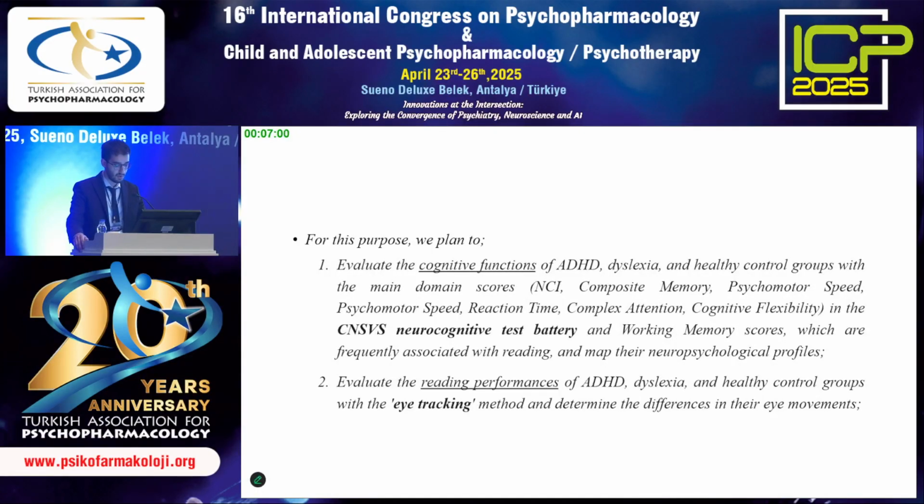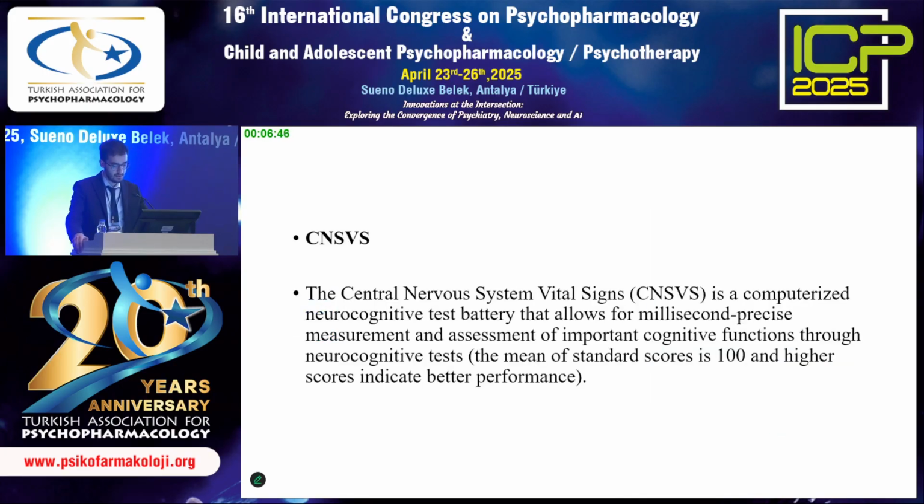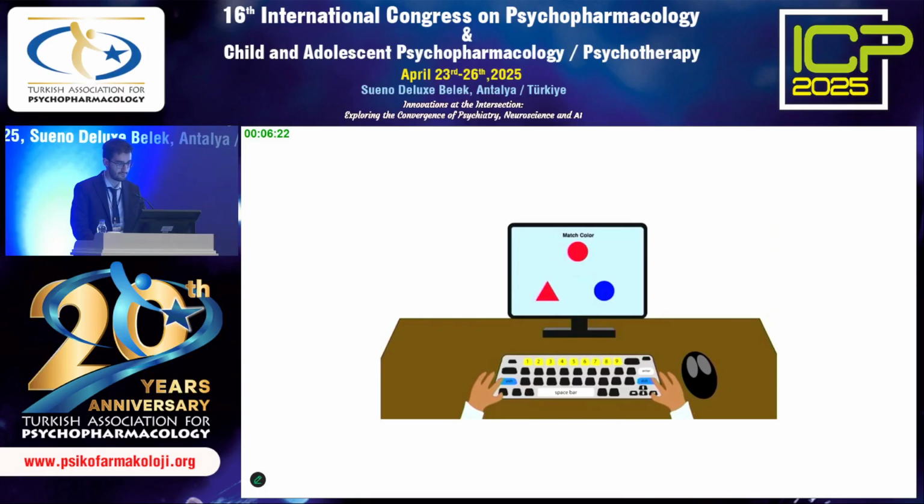We used the CNS Vital Signs neurocognitive test battery, and working memory scores, which are frequently associated with reading, are important in this sense, to map their neuropsychological profiles. CNS, the Central Nervous System Vital Signs, is a computerized neurocognitive test battery that allows for millisecond-precise measurement and assessment of important cognitive functions through neurocognitive tests. The mean of standard scores is 100, and higher scores indicate better performance.